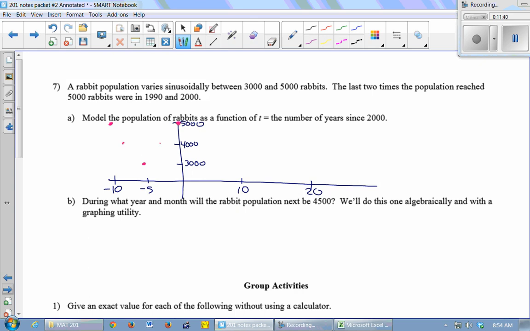And 2.5. So there is one period of the rabbit population graphed from -10 to 0. And then I could just copy it to go from 0 to 10, right? Because it just is going to repeat every 10 years. So I can put a max here at 5,000, min here at 3,000. Halfway in between, it hits the midline.